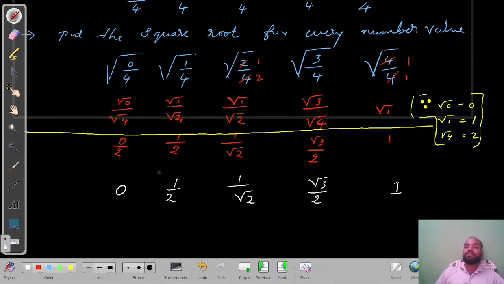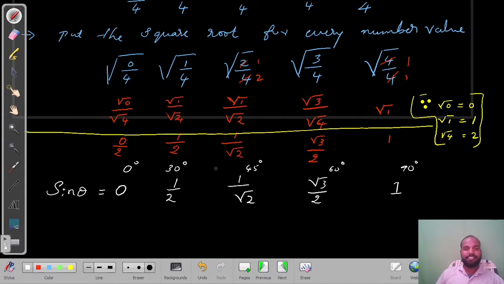Now you can check your values of the sine. These are the sine values. You can check in your book also. These are the sine theta values. This is for 0 degrees. This is for 30 degrees, sine 30. This is sine 45. Sine 60. And this is sine 90. Am I clear? This is a very simple trick.